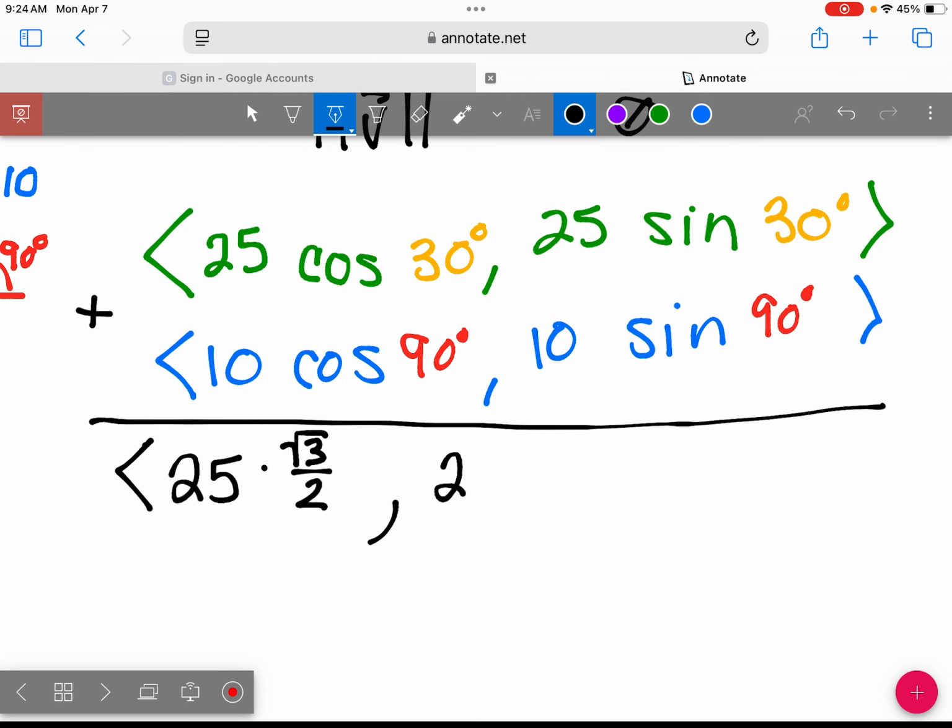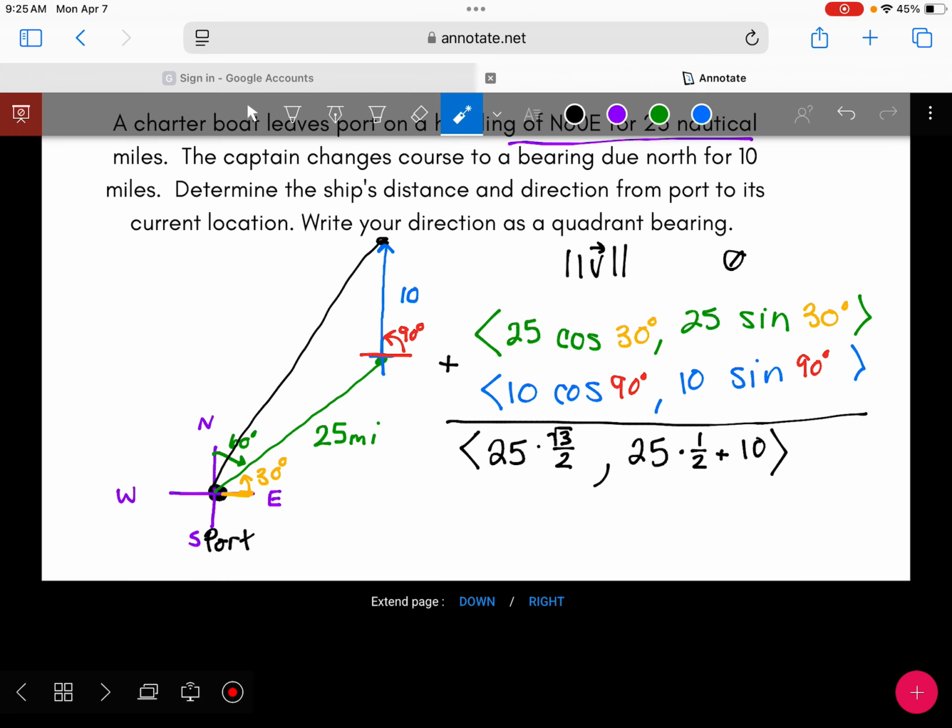And we've got our 25 sine of 30. What's sine of 30? 1/2. So it's 12.5. And then we've got 10 sine of 90. What's sine of 90? 1. So plus 10, because sine of 90 is 1. And we're adding these two pieces together to get this black vector here. So we took this guy plus this guy, and that gave us this. 10 times 1, which is the 10. That's where the 1 went.